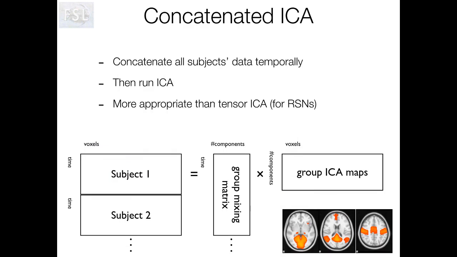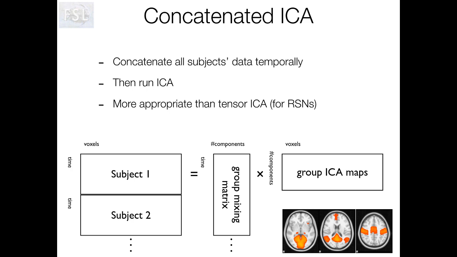So just to explain temporal concatenation again, we take the data for each of our subjects and we rearrange the data for each subject into a 2D time by space matrix. We then concatenate those matrices along the time dimension. Basically, we pretend that we have one really big, long data set. Then we run ICA on that big matrix, just like in single subject ICA. And what we get out is a set of spatial maps and time courses which represent the signals which are common in the data across our entire group.